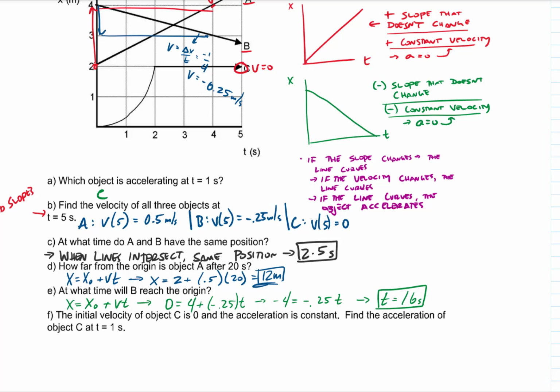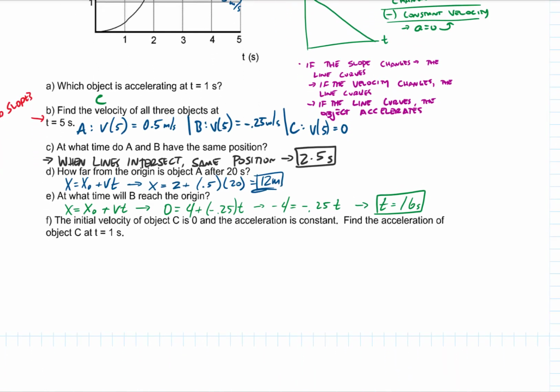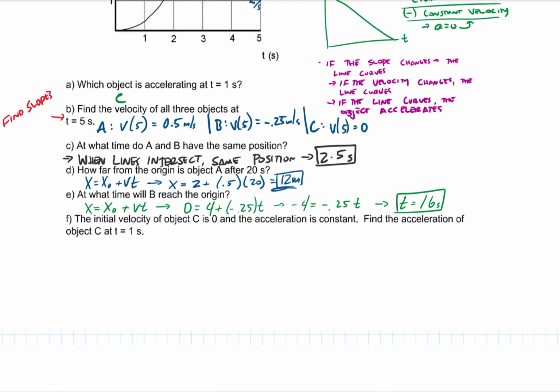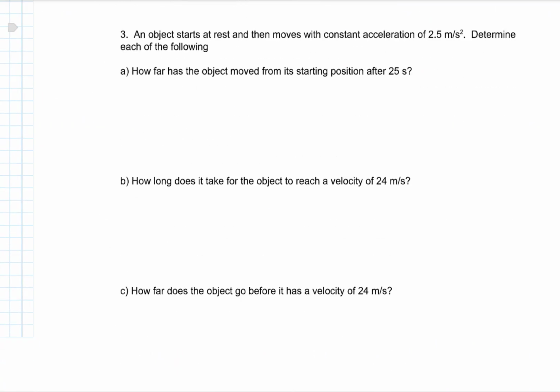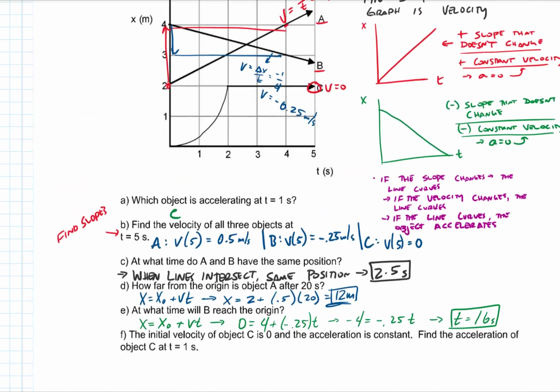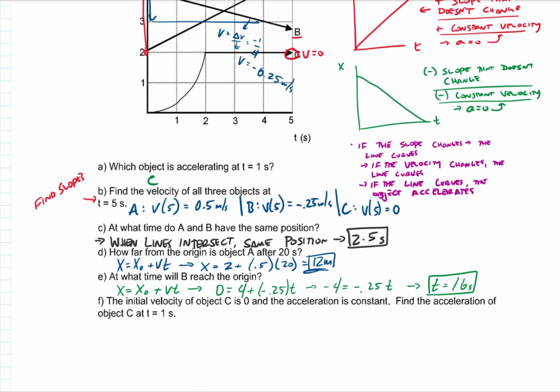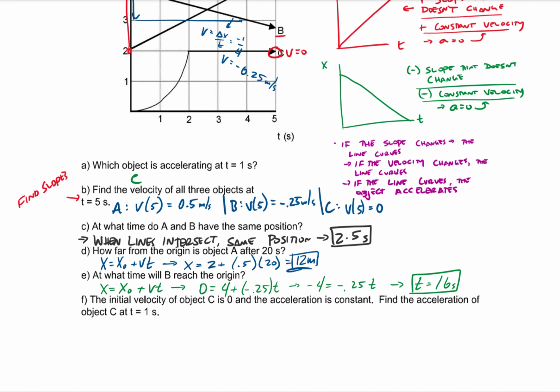So, for object C, the initial velocity is 0 and the acceleration is constant. I want to find the acceleration of that object. To do that, we're going to have to use our kinematic equations, and we're going to have to write down our knowns and our unknowns to figure it out.